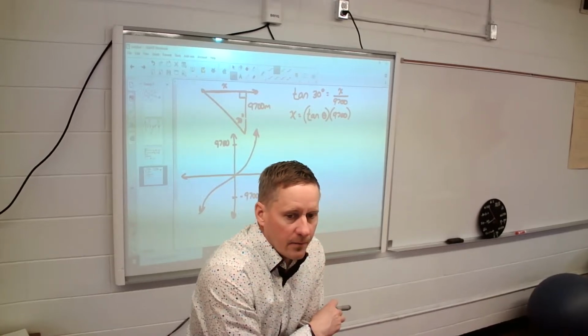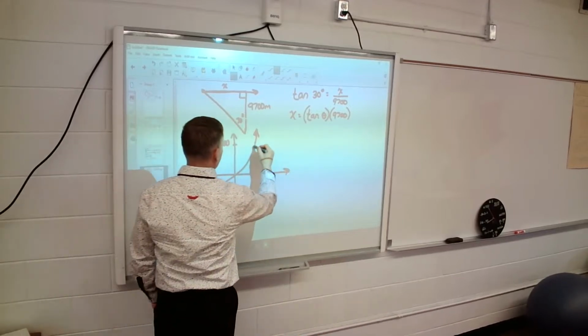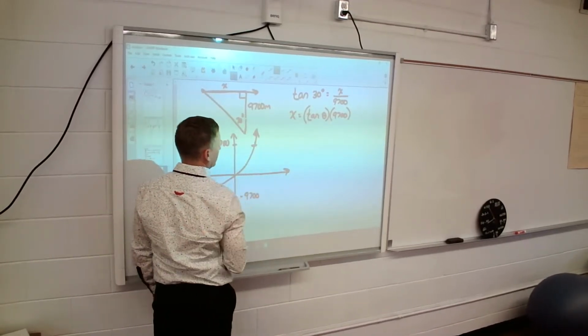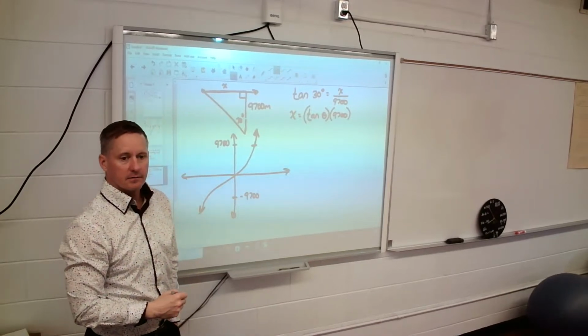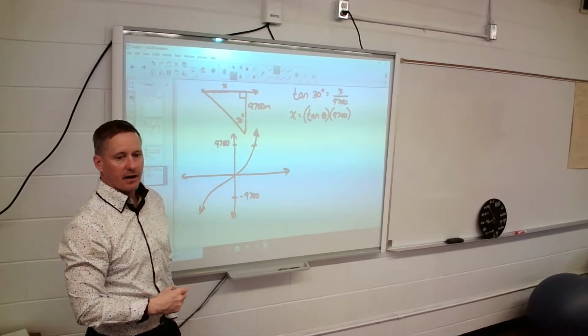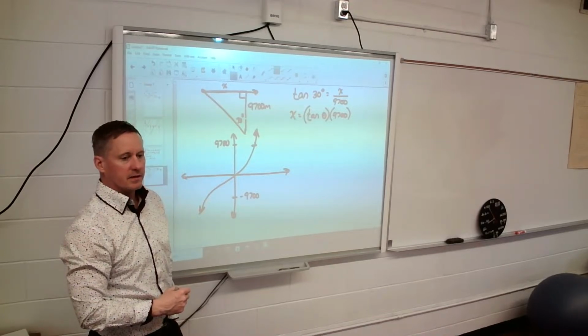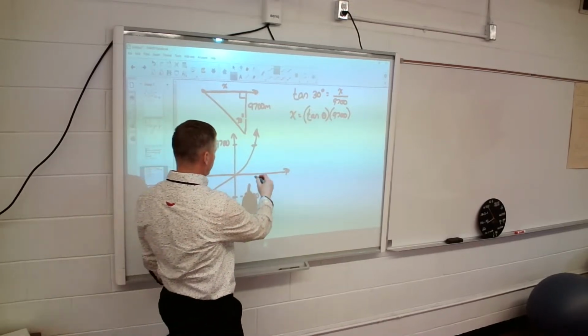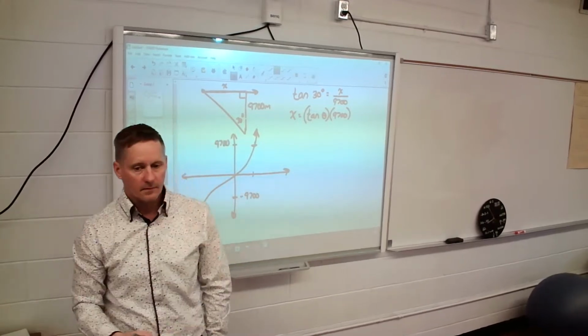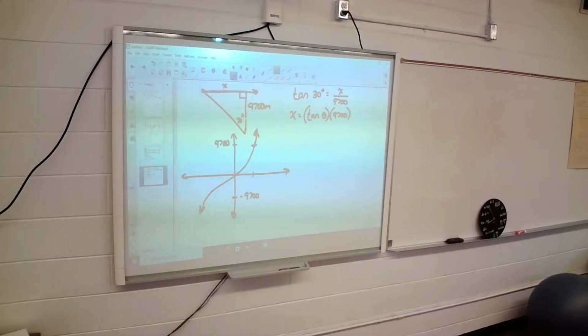So at what value for angle are we at 9,700? What angle creates 9,700 as your horizontal distance? And why? This is the above and beyond question. Can you answer this question? Do you understand what it's saying? What does the angle theta have to be in order for you to have 9,700 as your horizontal distance?